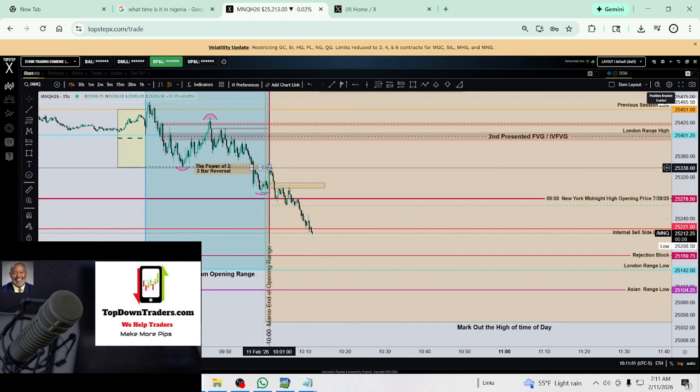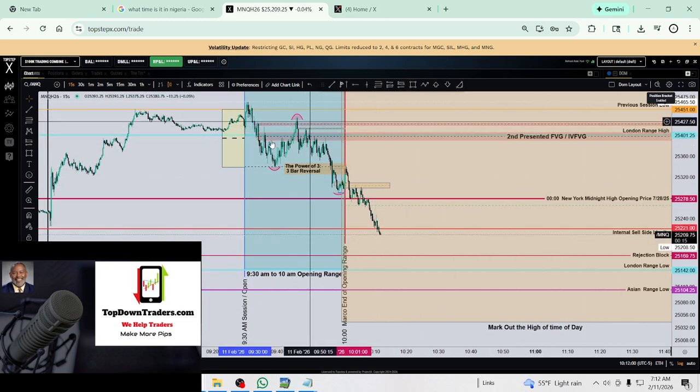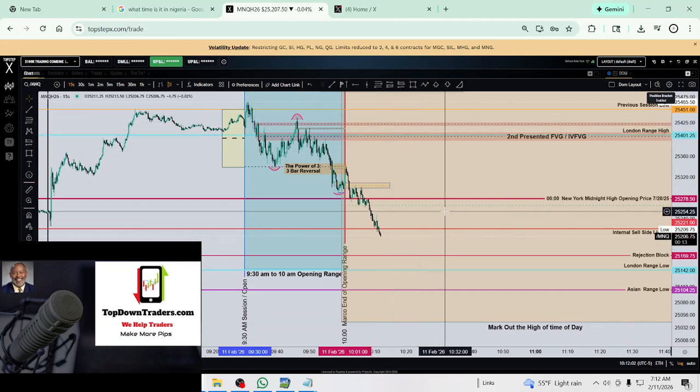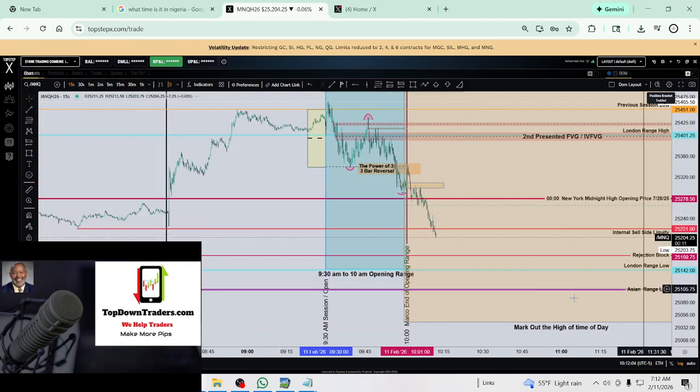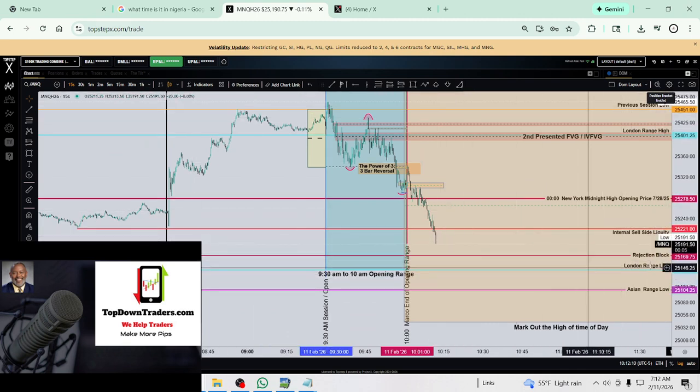it went higher. It pulled back. So at 10 a.m. you typically get that. And by the end of the day, this first presented fair value gap might be the high it returns to. Price may continue to go down. If it does, it should go down to the London range low.